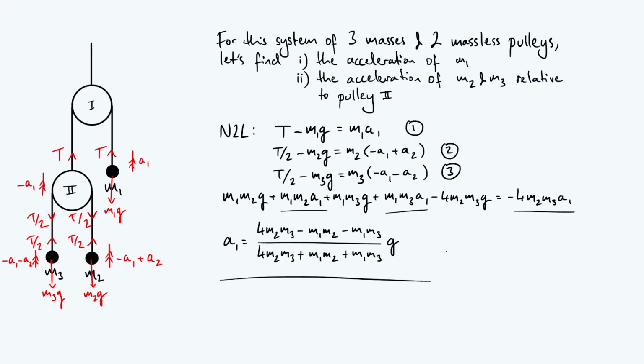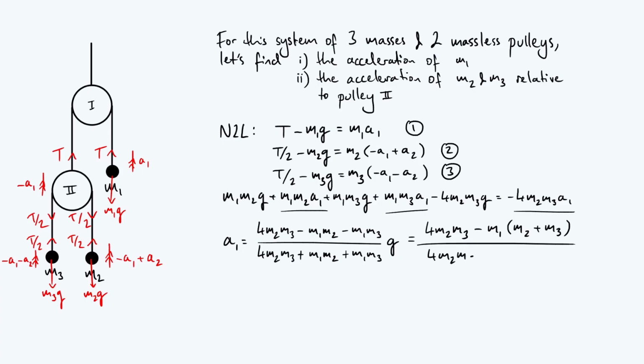Now that's a perfectly good form to leave our result in. It's quite a nice looking expression actually. There's a bit of symmetry on the top and bottom there. But there's another way that you can write this which I think is kind of cool. So what I want to do is factor out an m1 from the second and third terms on both the numerator and the denominator. So you're going to get 4 m2 m3 minus m1 into m2 plus m3, and then the denominator, it's going to be pretty much the same thing but with a plus sign, plus m1 into m2 plus m3.